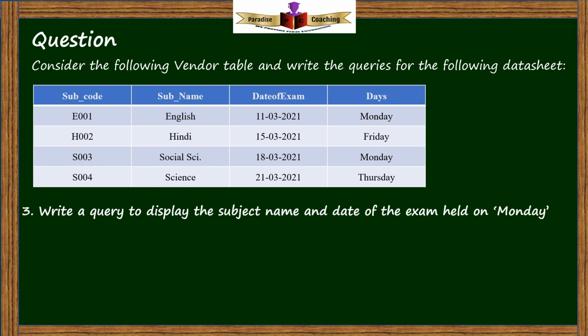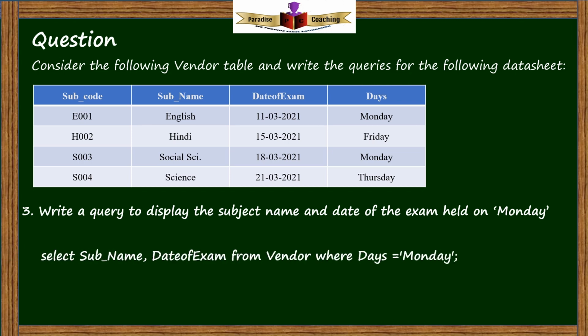Write a query to display the subject name and date of the exam held on Monday. The columns subject name and date of exam are required, so in select query these column names separated by comma will come. The condition is exam held on Monday. Remember to put text field in single quotes.